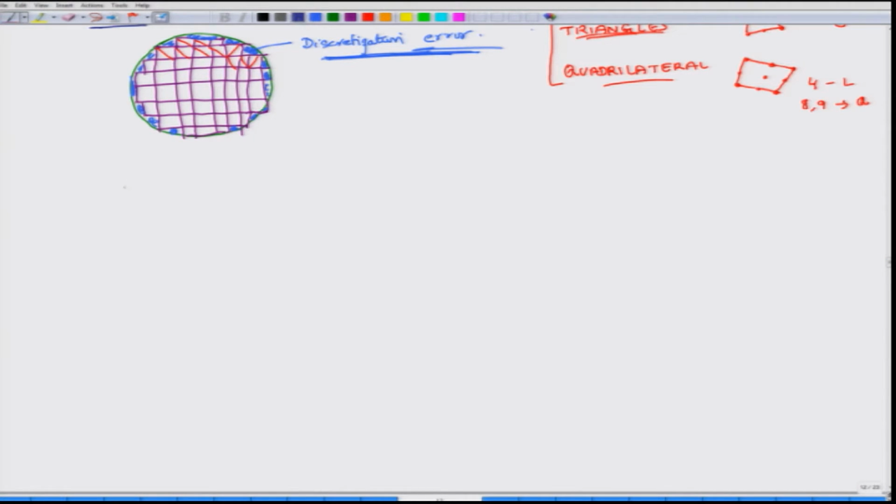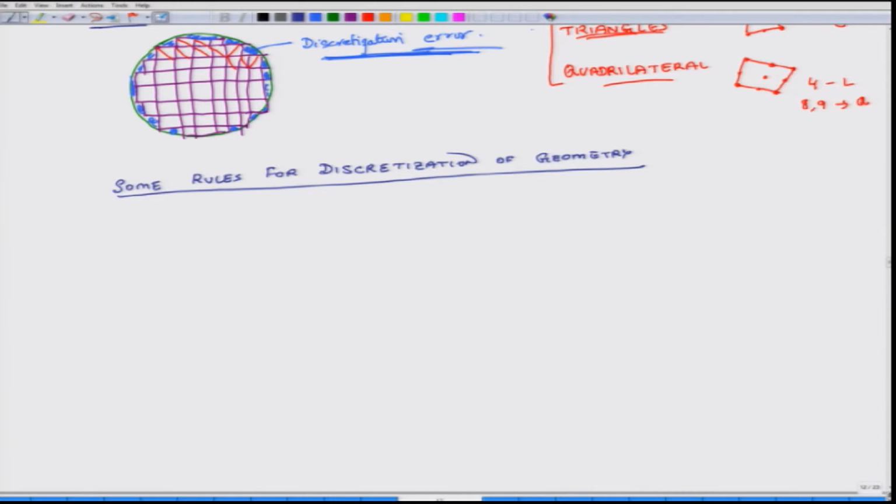So, some rules of when we are discretizing the geometry. First thing is that we have to make sure that the domain approximation error is as low as possible, which essentially means that our element size should be small.